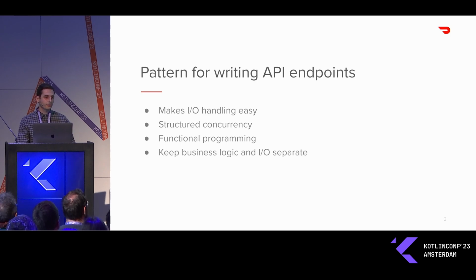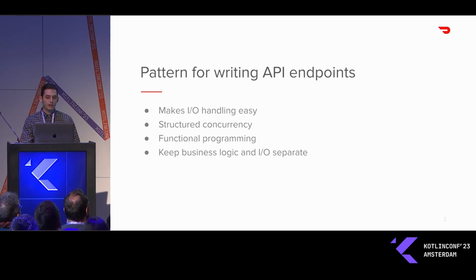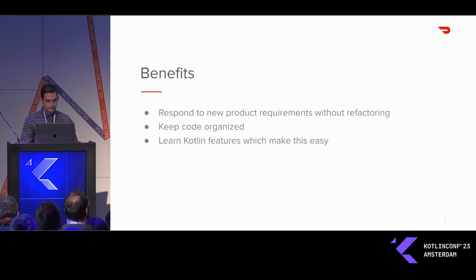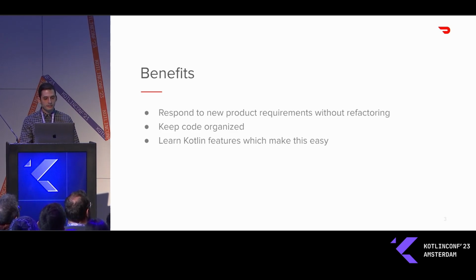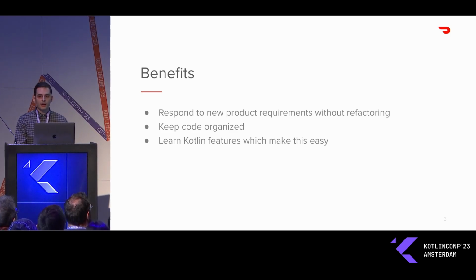At DoorDash, all of our backend code is written in Kotlin. So today, I'm going to talk about a pattern that I use for writing backend APIs. This pattern makes handling I/O easy by using structured concurrency and functional programming to keep business logic and I/O separate. The benefit is that you'll be able to respond to new product requirements without refactoring, keep your code organized, and you'll learn how to use some cool Kotlin features.